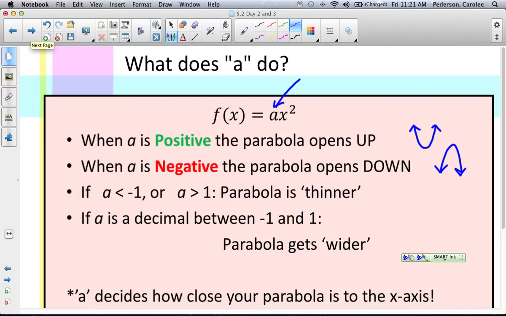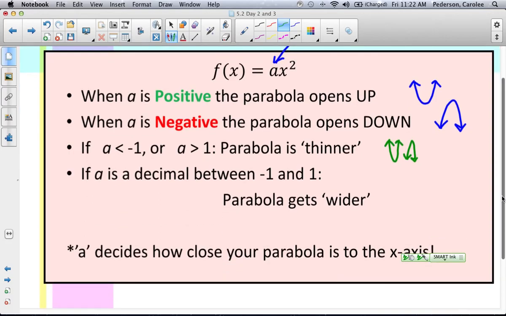Parabola will look like that. If my a is less than negative 1 or greater than 1, the graph is going to look what we call thinner. It's going to be skinny. It's really tight, depending if it opens up or down. If my number for my a is a fraction or a decimal between negative 1 and 1, the parabola is going to look wider.